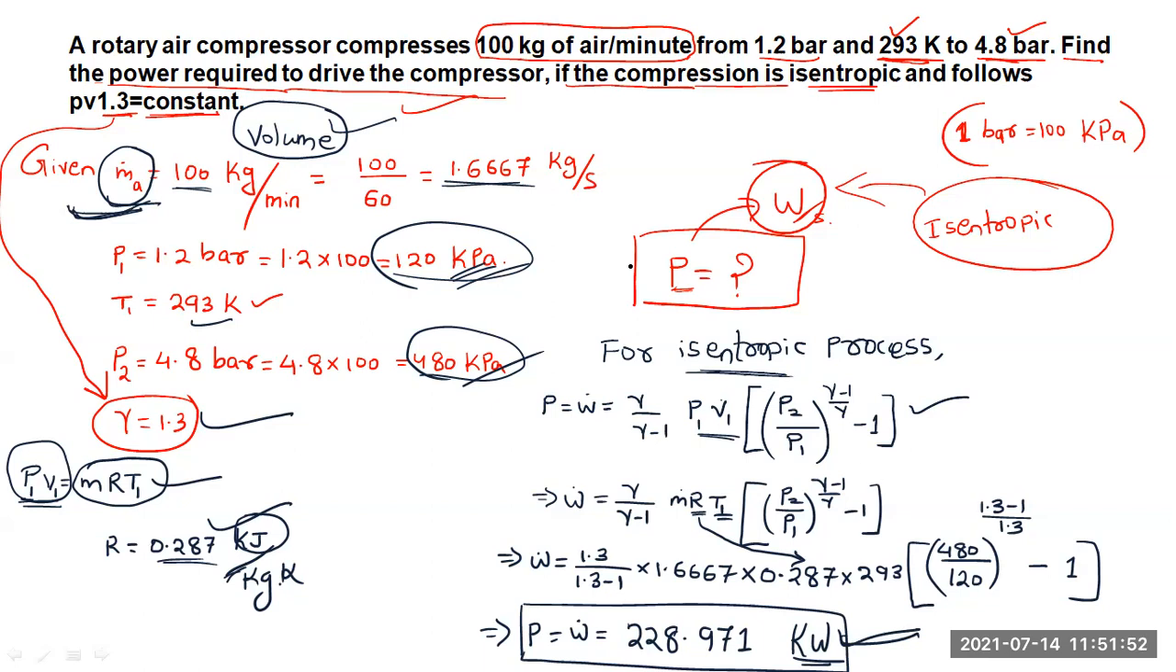That's why I am telling you to convert all the quantities to kilo. Pressure you have to convert to kilopascal, and the R value you have to take in kilojoules per kg, so that we get 228.97. See how simple this is? For this much you will get 6 marks.